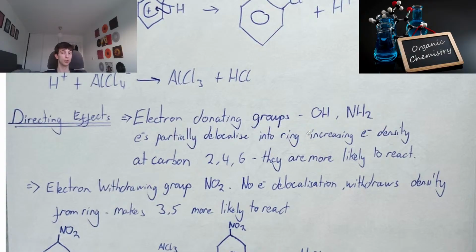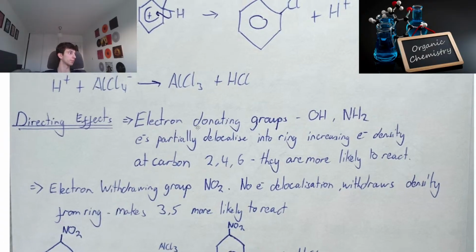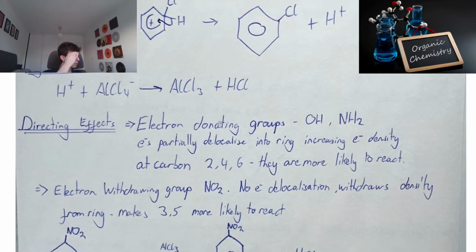So with the OH and the NH2, these partially delocalize into the ring, and carbons 2, 4, 6 increase in electron density, making them more susceptible to electrophilic attack. NO2 is 3,5 directing, it will withdraw that electron density, therefore carbons 3 and 5, the opposite, are more likely to react. So these are electron donating, because they're delocalizing into the ring, and NO2 is electron withdrawing. Kind of makes sense because this is increasing the density, whereas this is taking away the density.